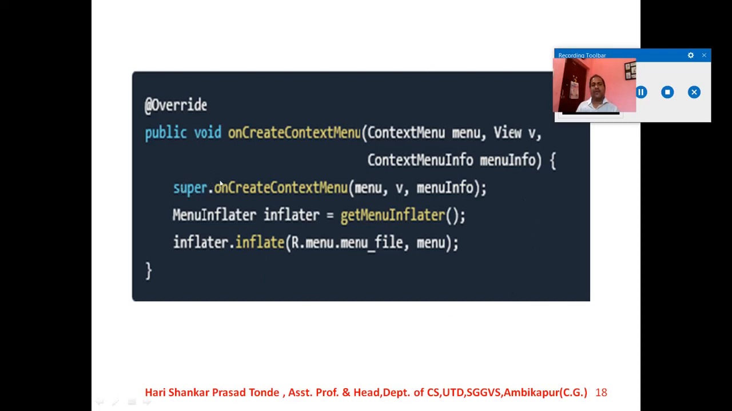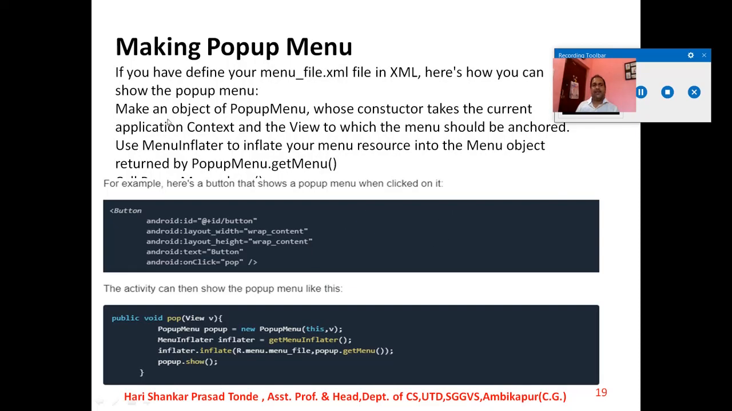You have to use the super keyword. Super is used for inheritance, where there is a concept of base class and derived class. Super refers to the base class, from which you inherit many properties and features. Then with the help of the super keyword we use onCreateContextMenu for the long click event, and the menu, v, menuInfo are going to be displayed.